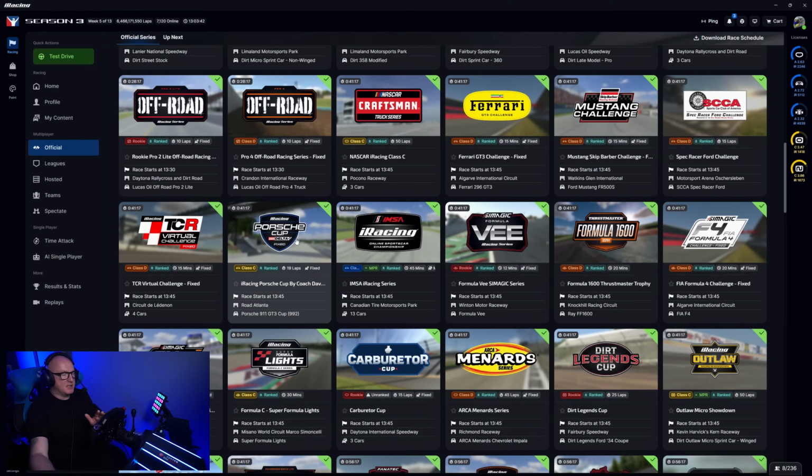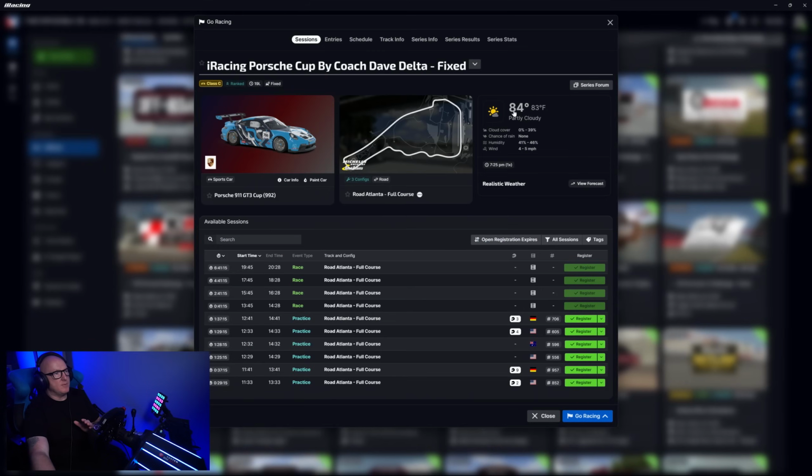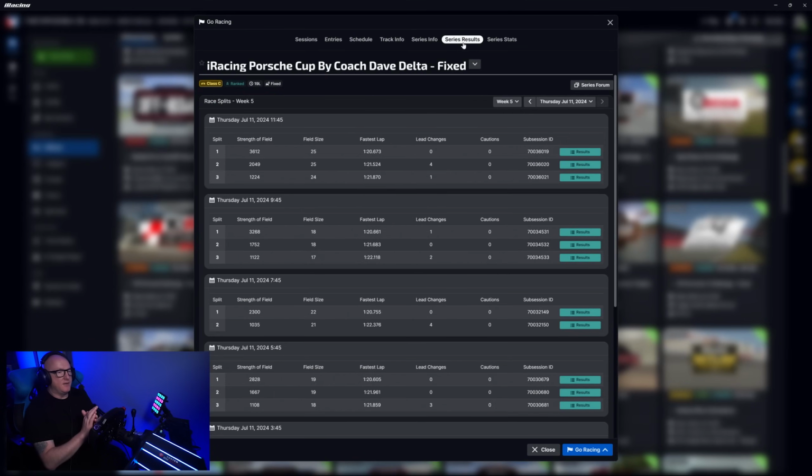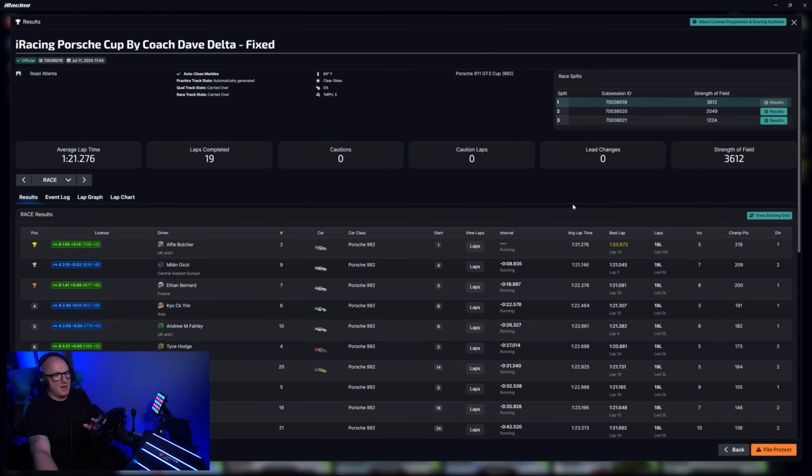So if I wanted to practice for this race, I would click on series results first of all, and then I would have a look and see what the times are for the split I would be in. So I would be in the top split on the last race. If I click on results, I can have a look at the lap times, so the average lap times and the fastest lap times.